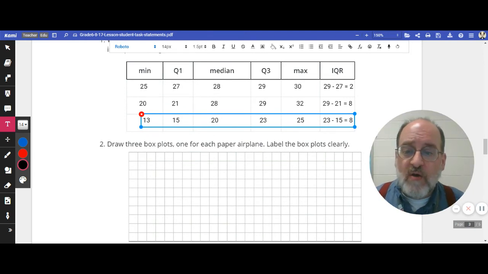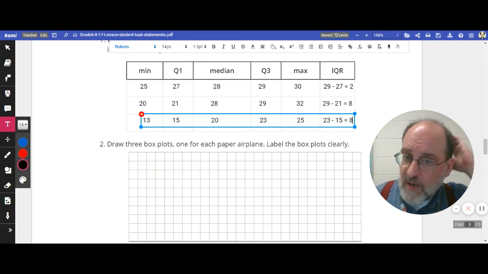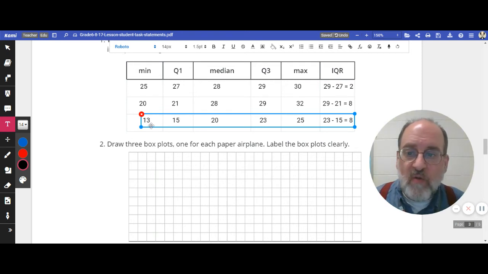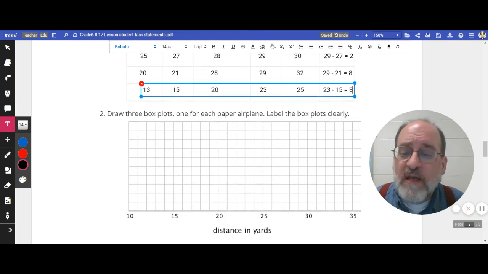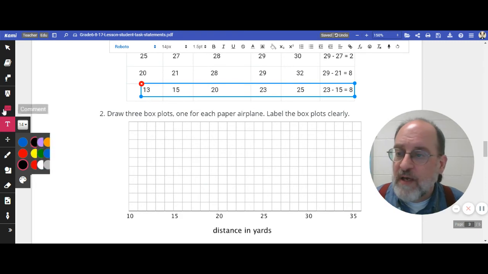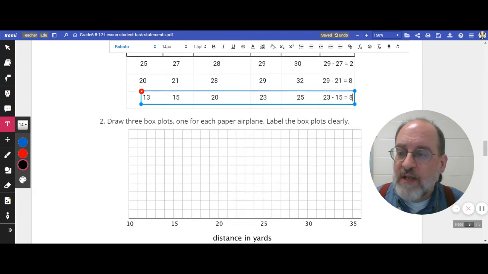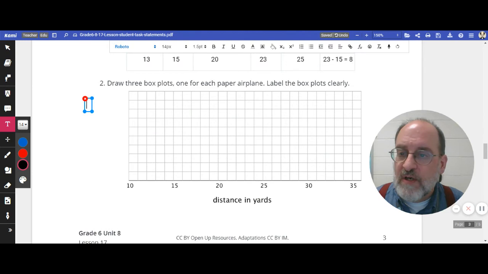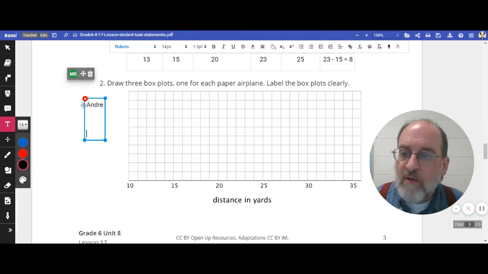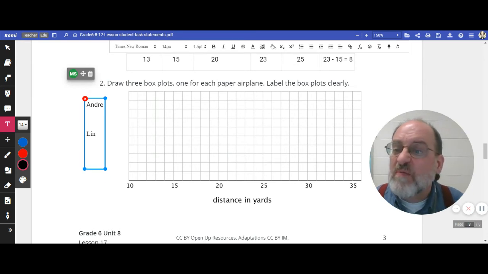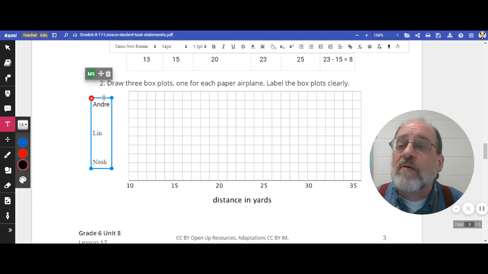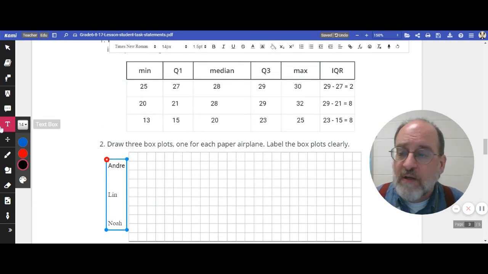All right, so let's see. We are going to need to draw 3 box plots, one for each paper airplane. And I am going to have to go all the way from 13 up to 30. Oh, great. I've got numbers down here. Okay, so I've got Andre, Lynn, and Noah. So I'm going to need one for Andre, one for Lynn, and one for Noah. Why did you change font on me? That's weird. All right, let's put this over here, and let's draw.